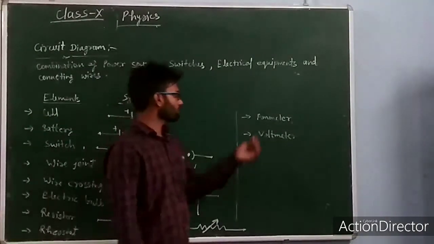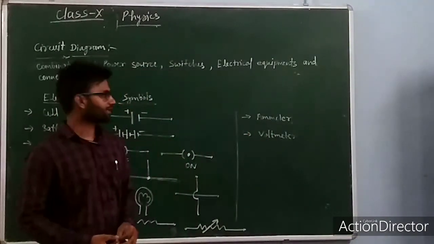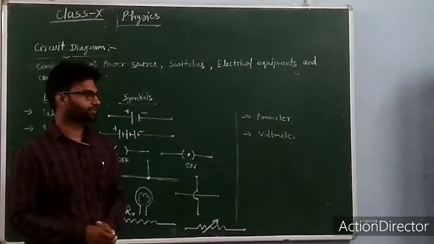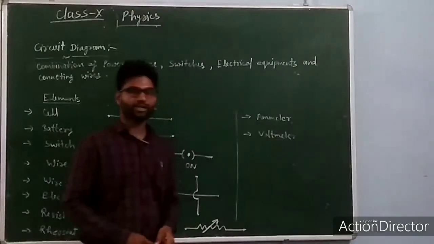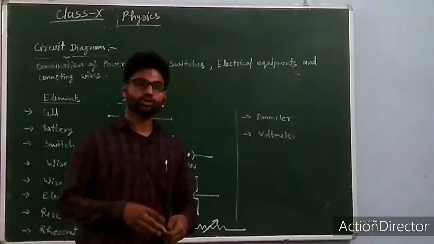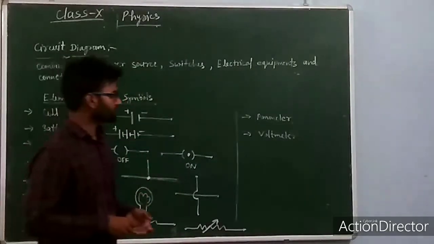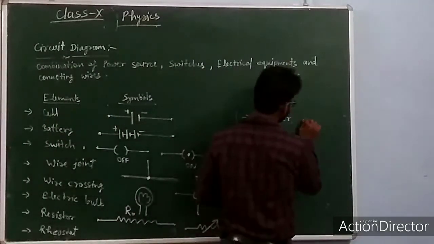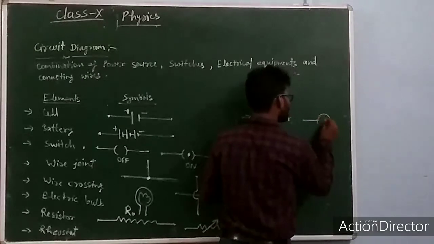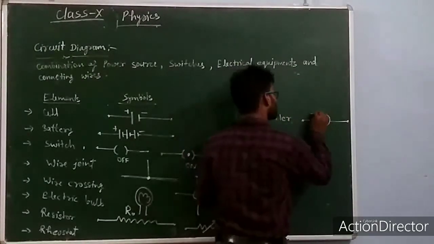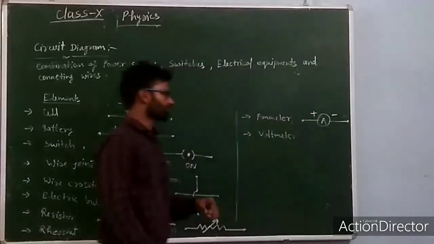Next we will talk about an ammeter. An ammeter is actually the current measuring device which is used to measure the electric current flowing inside the circuit. So how will we represent it? The representation of ammeter will be something like this: A, one positive terminal, another negative terminal.